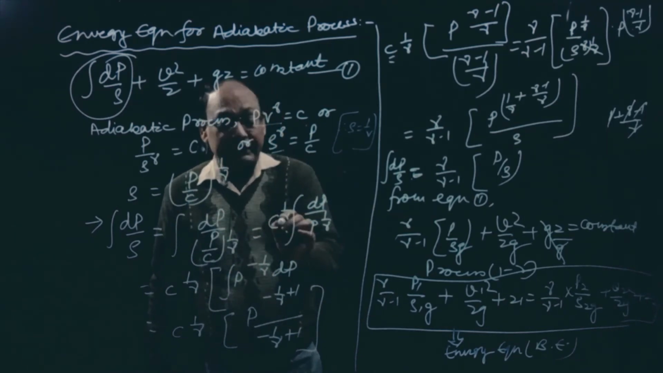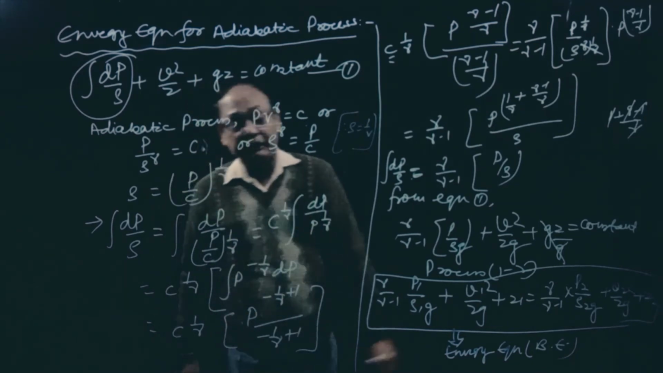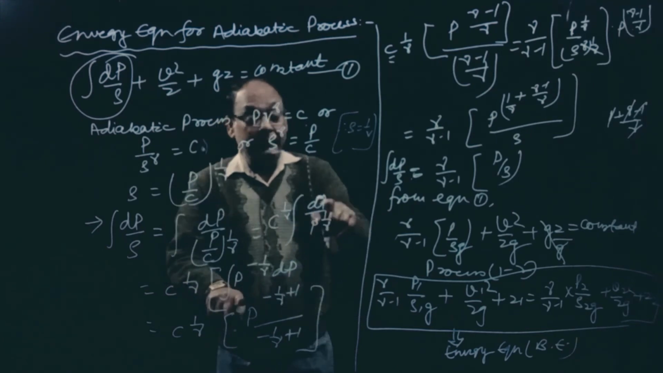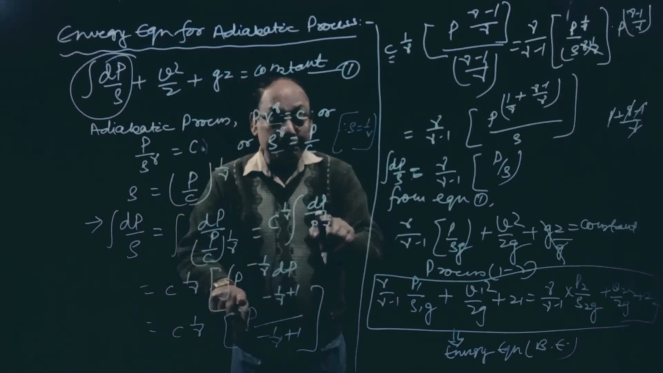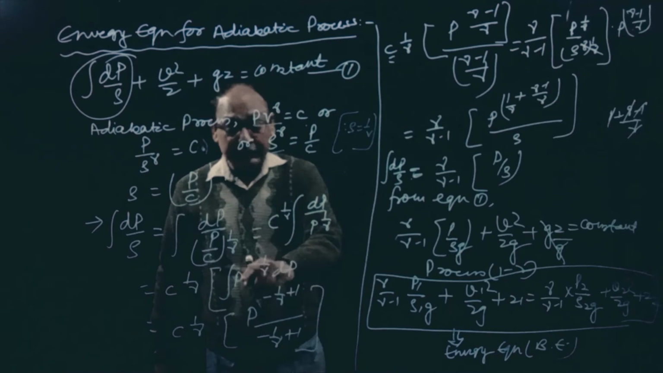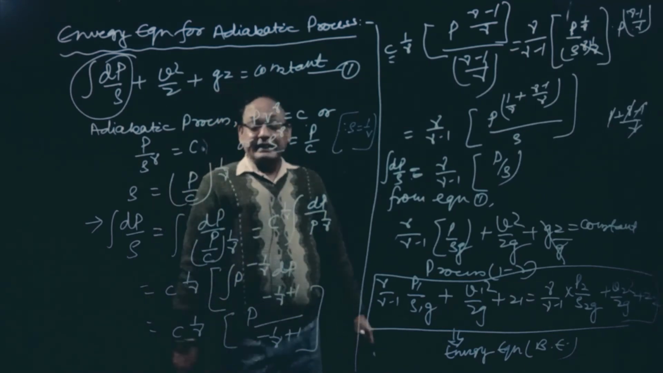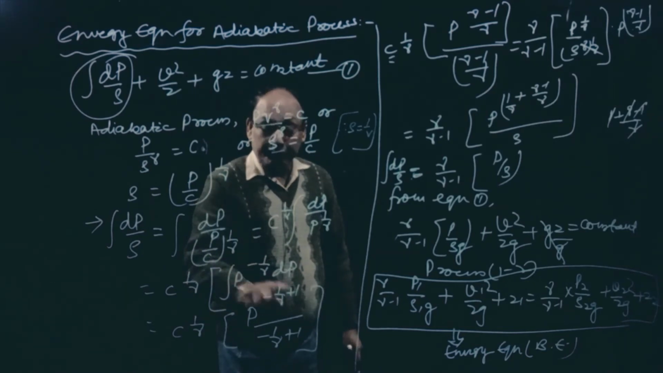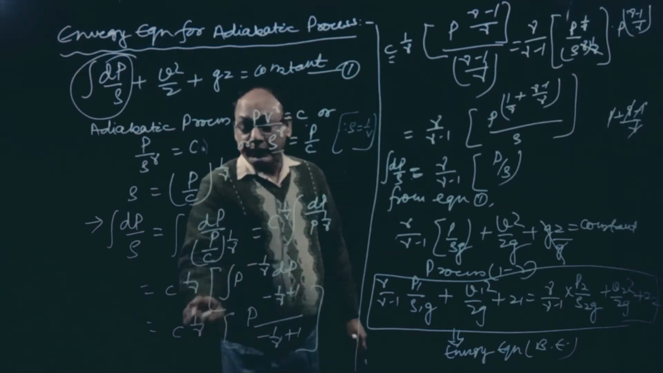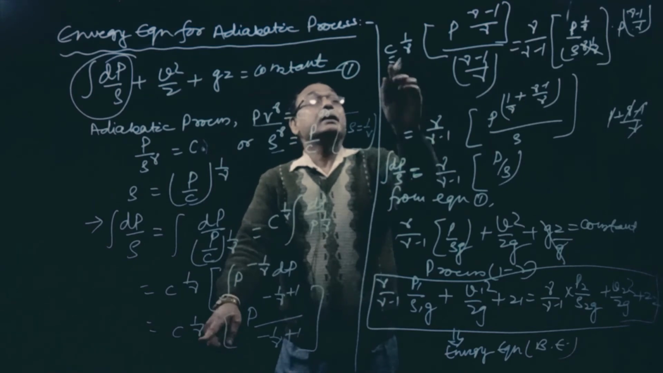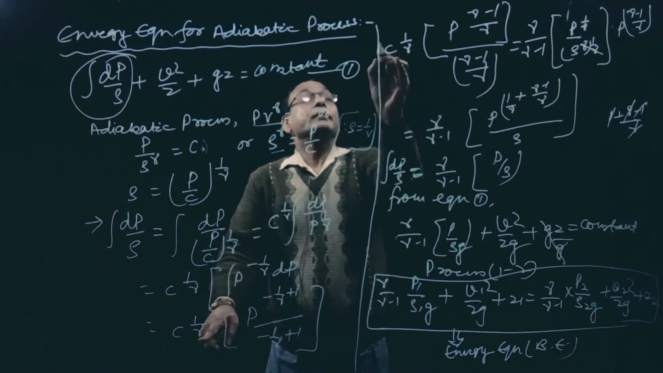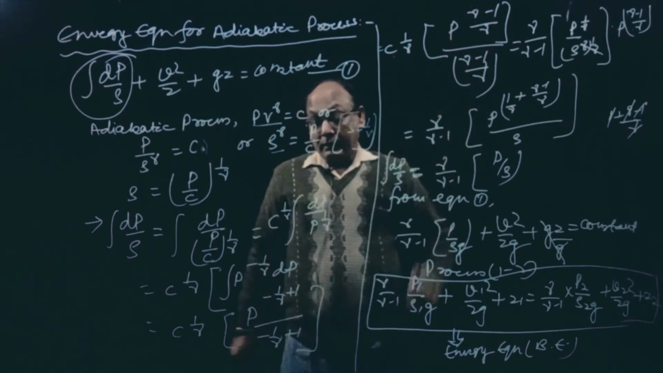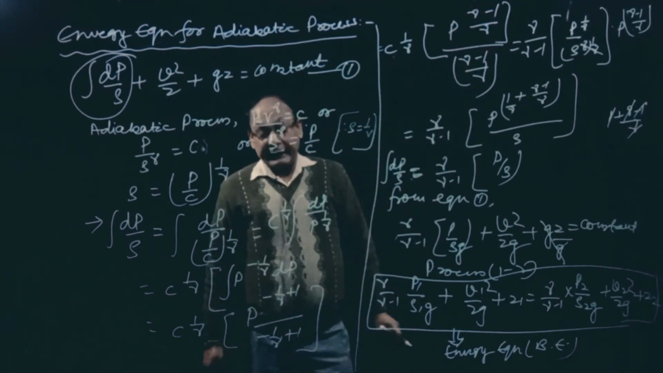It is constant, so it cannot be integrated. So we have to take it outside, so C to the power 1 by gamma. Taking it outside, this will have dp into p to the power minus 1 by gamma. So the integration of x to the power minus n is x to the power minus n plus 1 divided by minus n plus 1. So this C to the power 1 by gamma will be equal to p to the power gamma minus 1 by gamma, divided by gamma minus 1 by gamma.